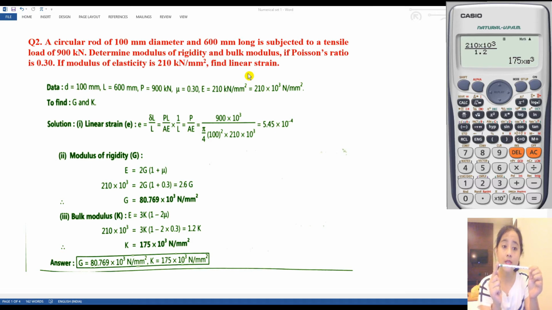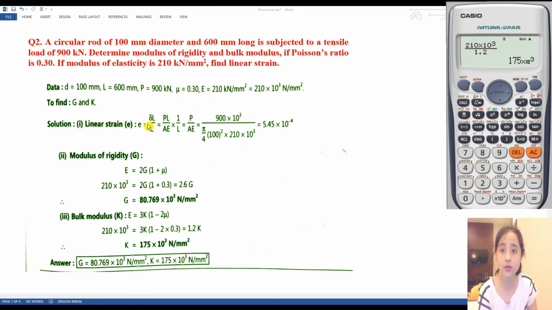So the linear strain here will be equal to E equals change in its length by its original length L. So how much is its change in length? Change in length is not given.